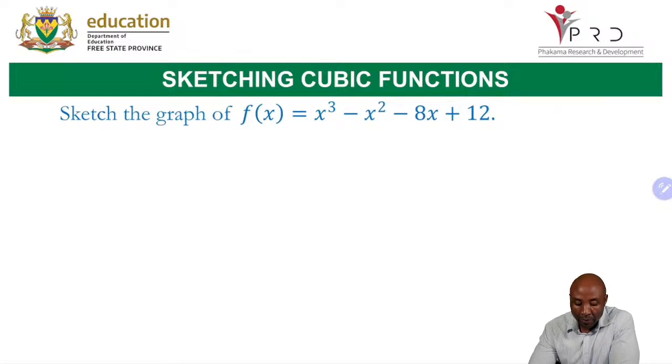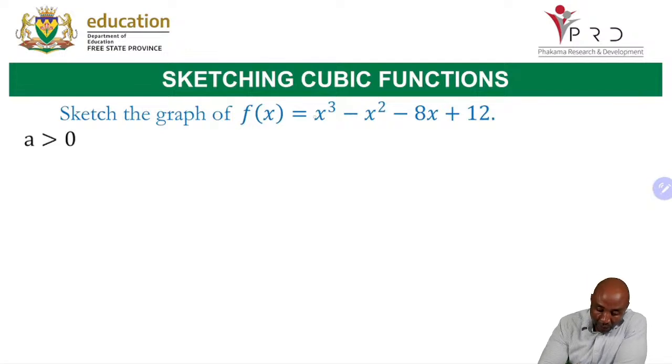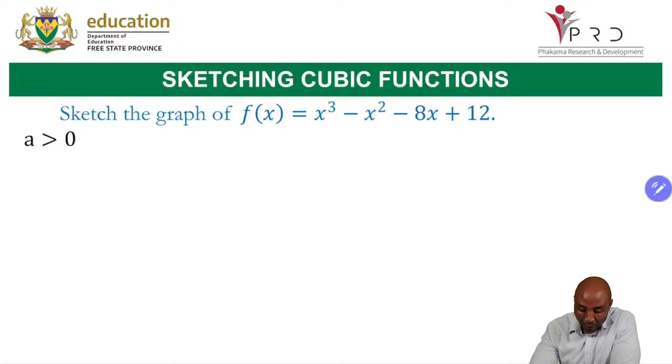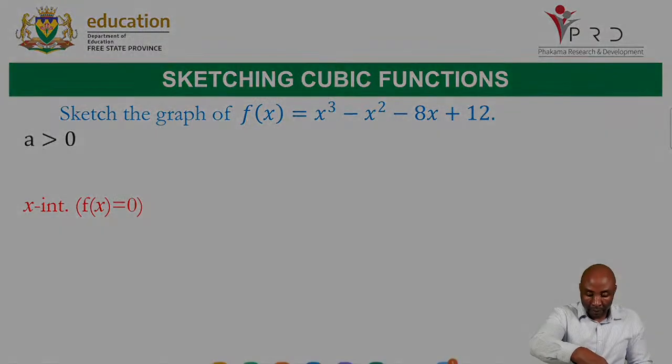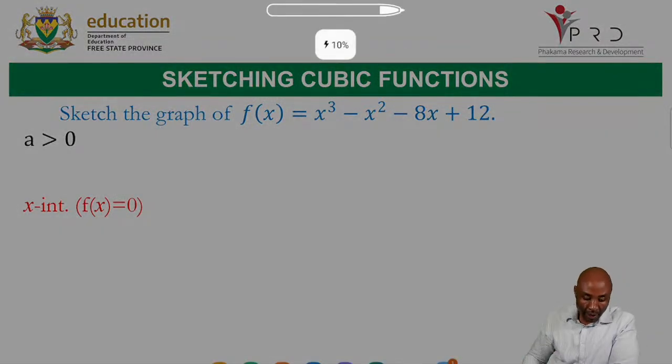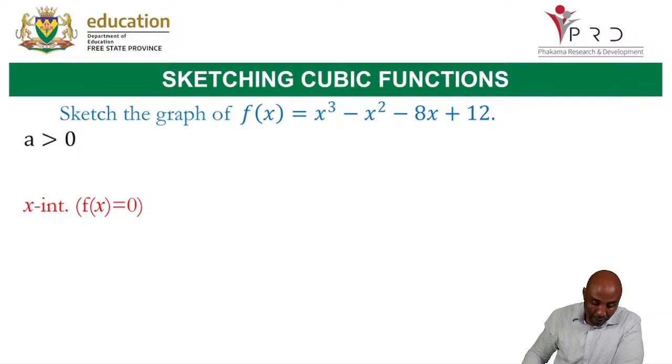Here is an example. x cubed minus x squared minus 8x plus 12 is the function. Our a, the coefficient of x cubed there, is positive. Hence, we are saying a is greater than 0. The shape will be an increasing function.